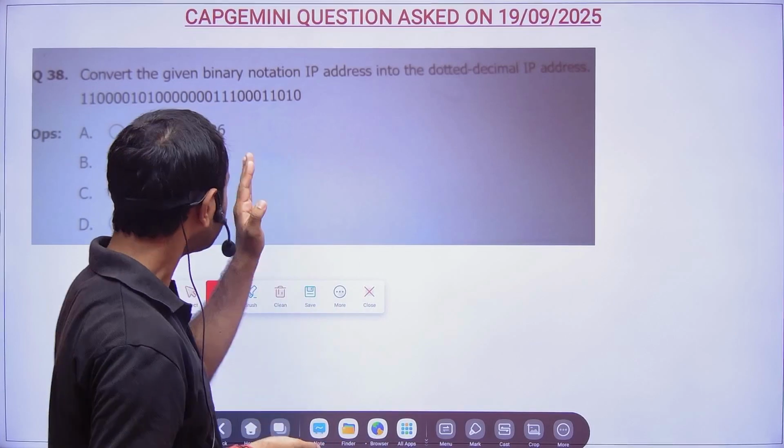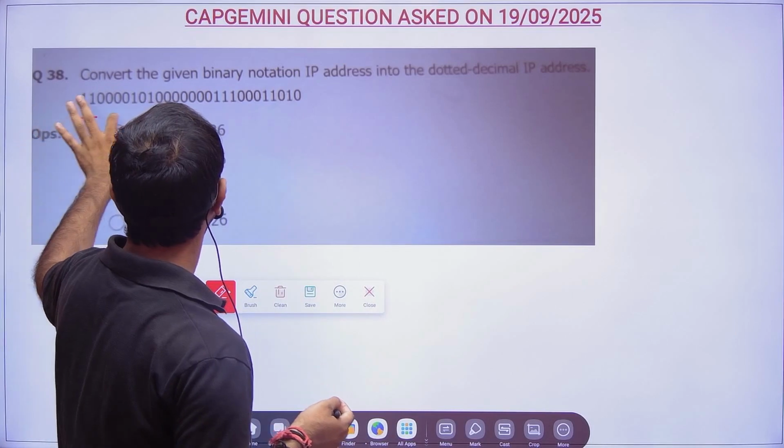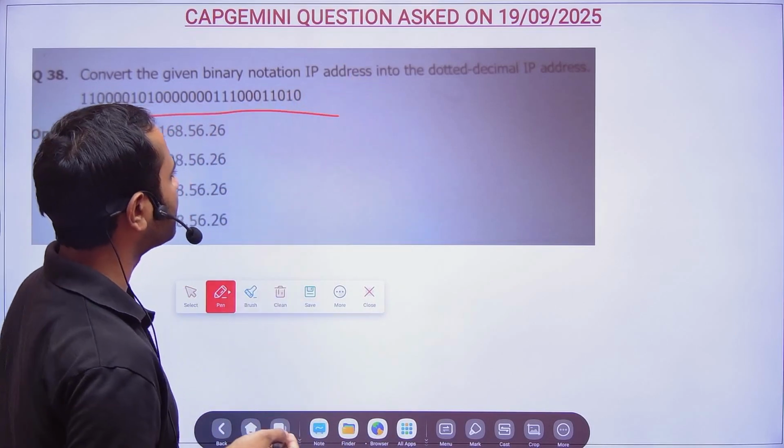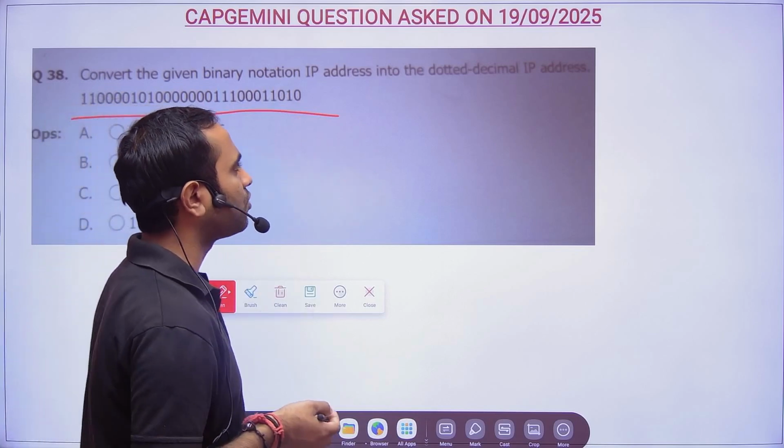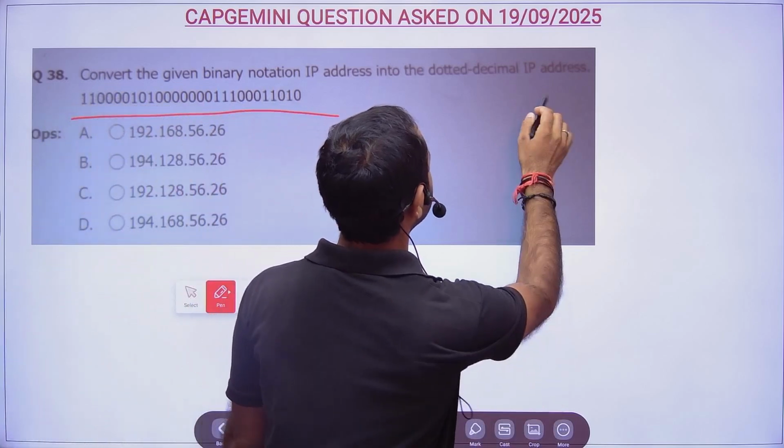Fine. Now, when such a big binary notation is given to you, and they are asking you to find out the dotted decimal IP address.